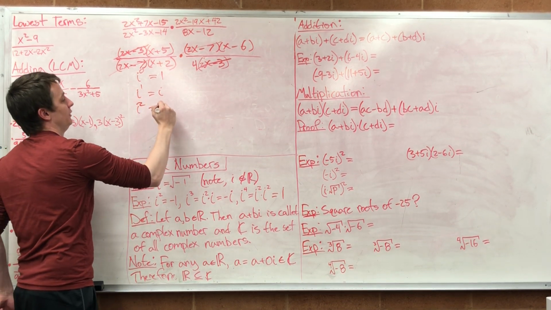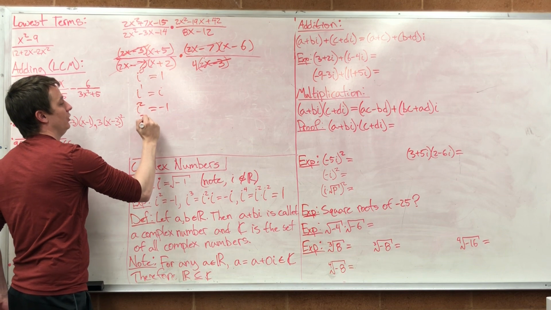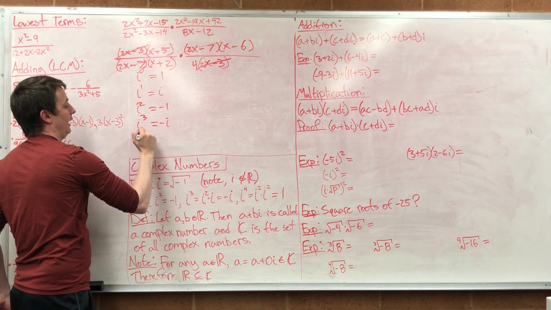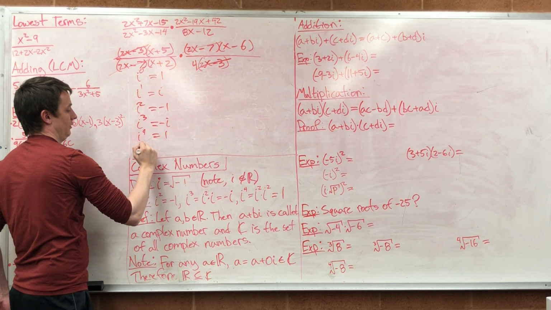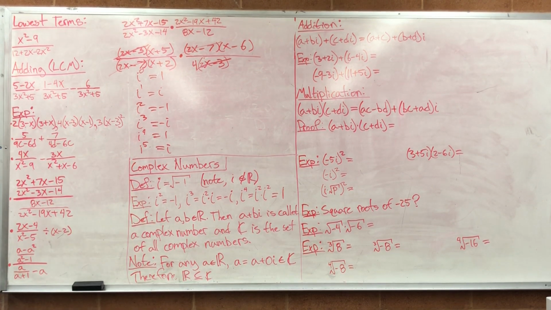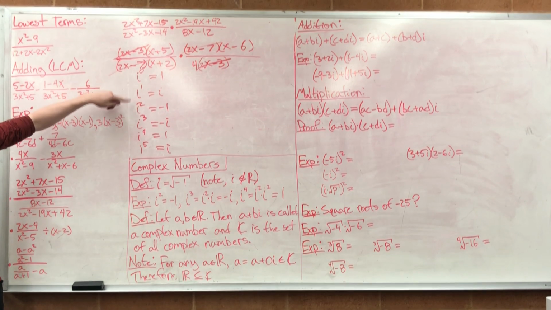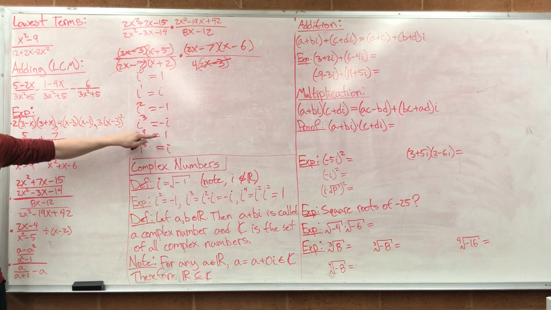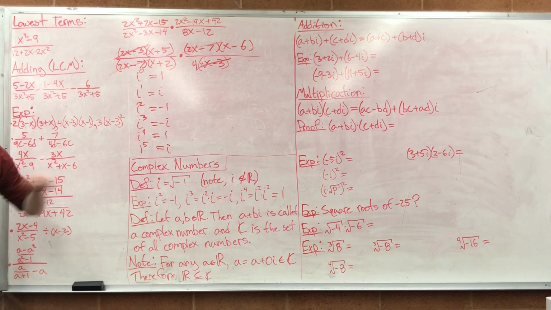i to the 1, i. i squared, negative 1. i cubed, negative i. i to the 4, 1. i to the 5, i. i to the 6, negative 1. i to the 7, i. And it goes between these. It goes 1, i, negative 1, negative i. 1, i, negative 1, negative i. And it repeats like that.